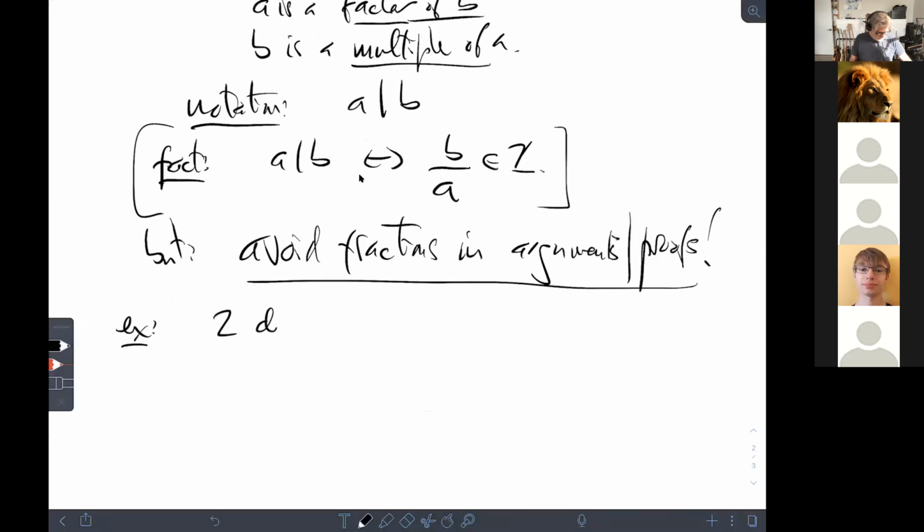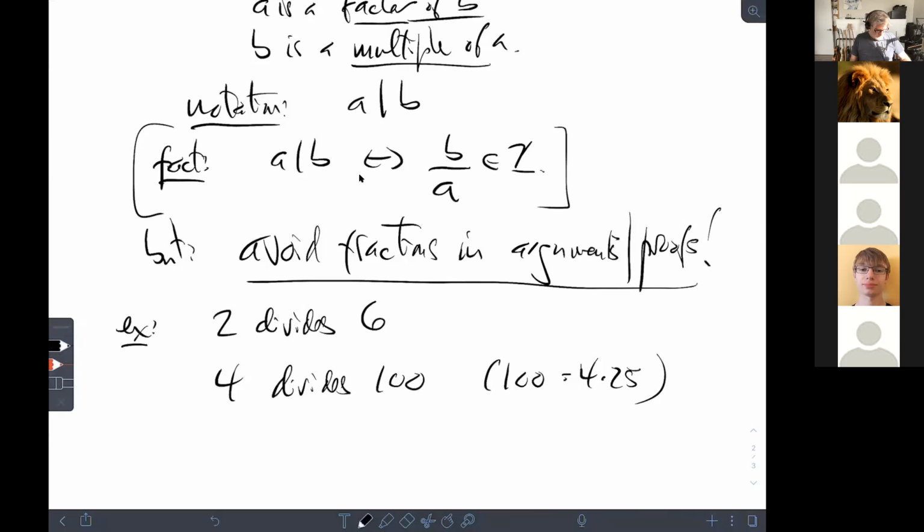2 divides 6, right? 4 divides 100. Why? Because 100 is 4 times 25. 3 does not divide 98, right? That's what I mean, okay? So 98 is not a multiple of 3. Okay, you know what I'm talking about.